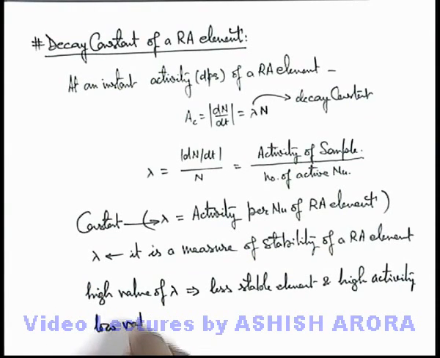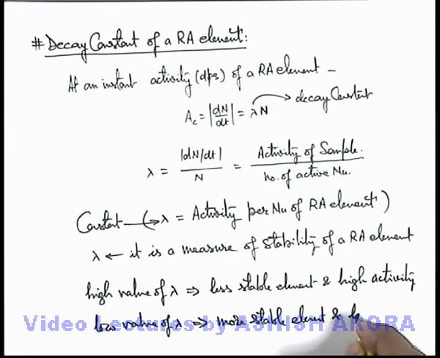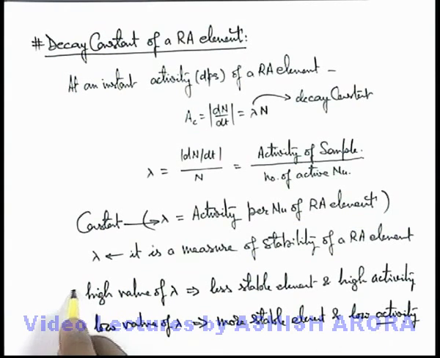And a low value of lambda implies it is a more stable element and the activity would be low, because if an element is relatively stable or more stable compared to an element which has a high value of lambda, the activity of this radioactive element is relatively low. But in both cases we are talking about a radioactive element. More stable doesn't mean the element is perfectly stable, so it won't disintegrate. In that case the value of lambda will be 0.